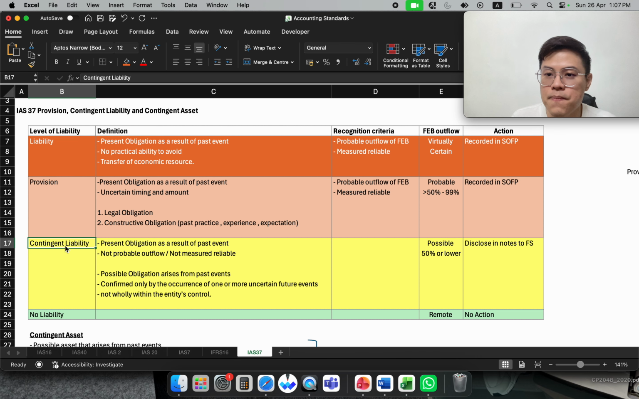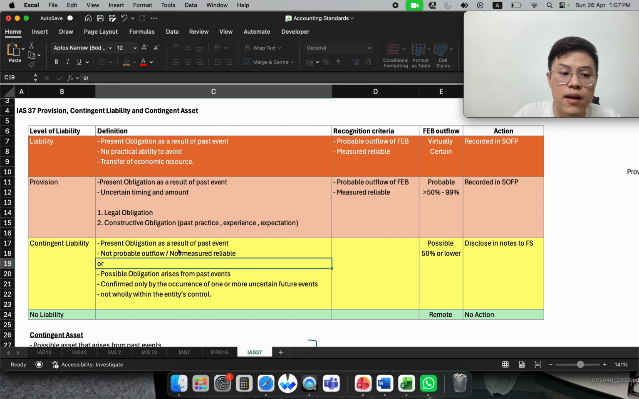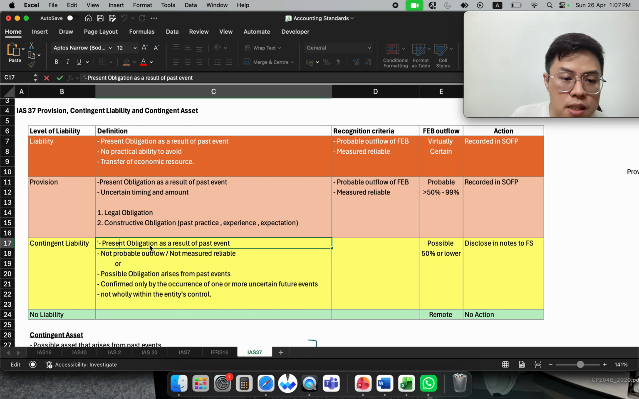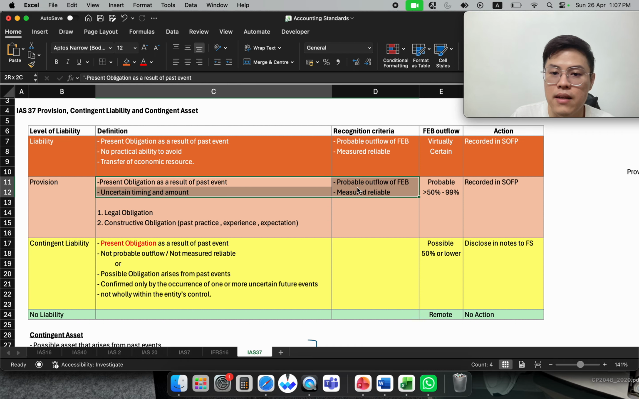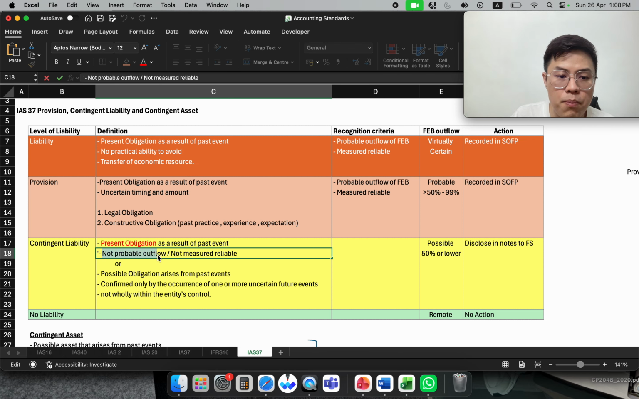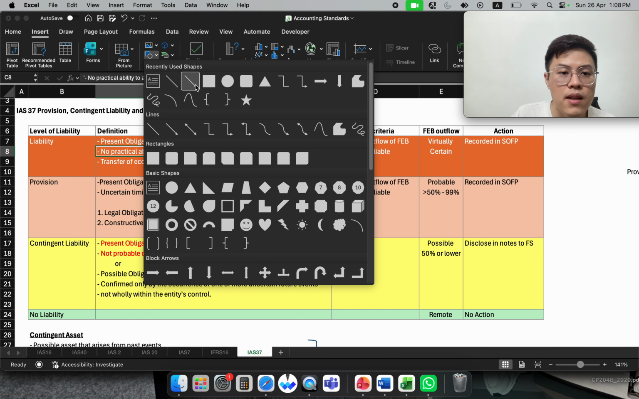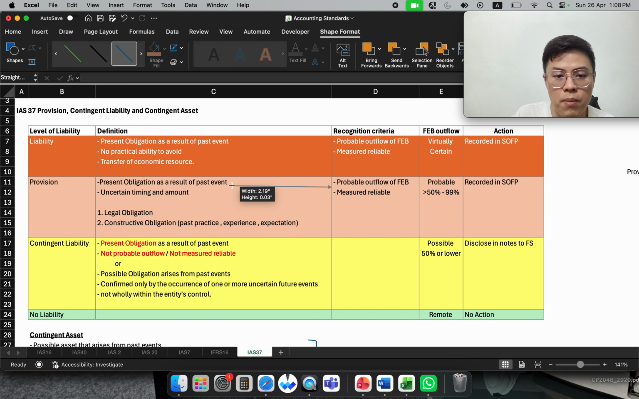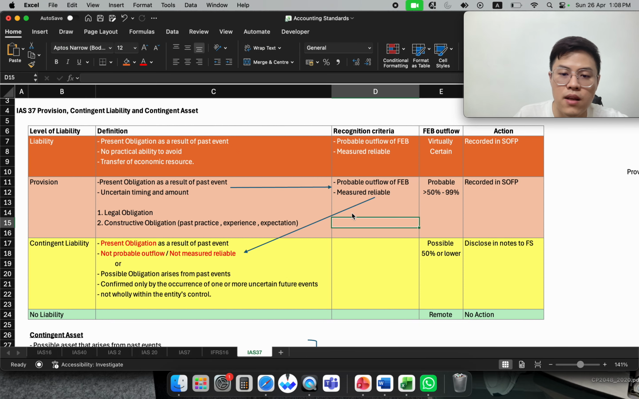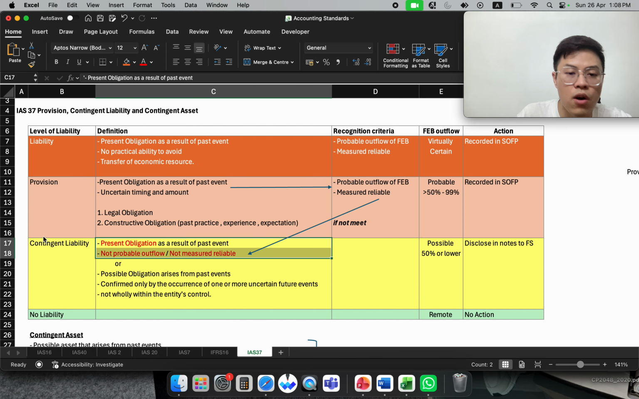So this contingent liability, there are two definitions. As you see over here, there are two definitions. One is possible obligations. Present obligation is the extension of this part. If it is a present obligation, originally it is a provision, but if you know that it's not probable outflow, or not measured reliably. So originally, it is your provisions, present obligations, probable outflow, and measured reliably. If you know that for this probable outflow and measured reliably, either one cannot be demonstrated, if not met, then we are going to call it your contingent liability.